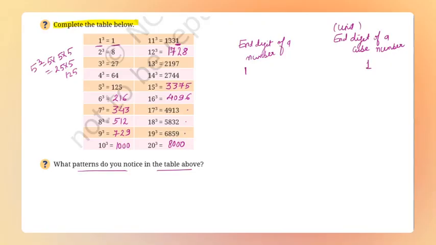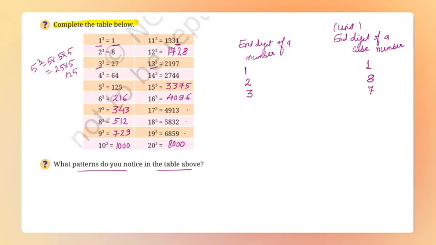क्या किसी और नंबर में ऐसा हो रहा है? नहीं हो रहा है. Now let's see the end digit of the number is 2, then we get an 8 as the end digit of the cube number. If you have an end digit of the number as 3, like in 3 and 13, you will get the end digit of the cube number as 7.